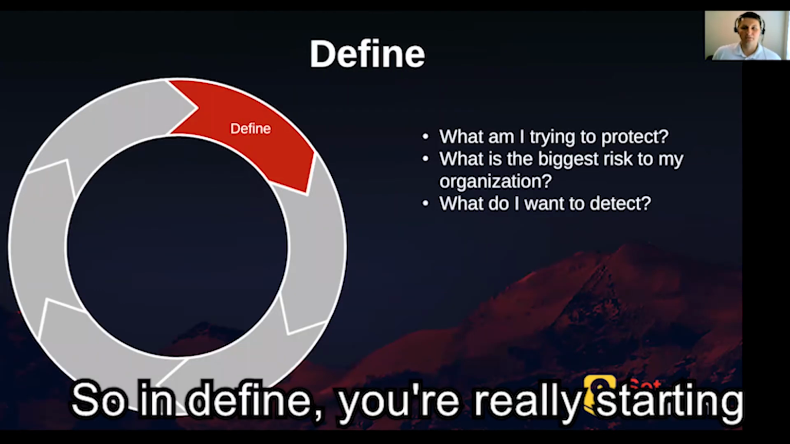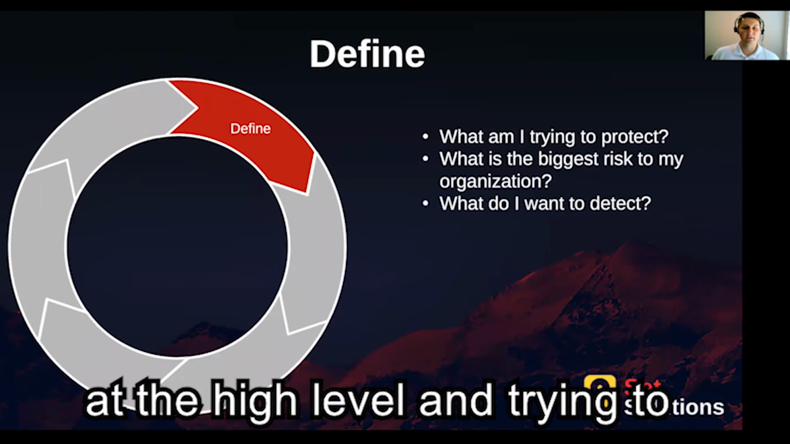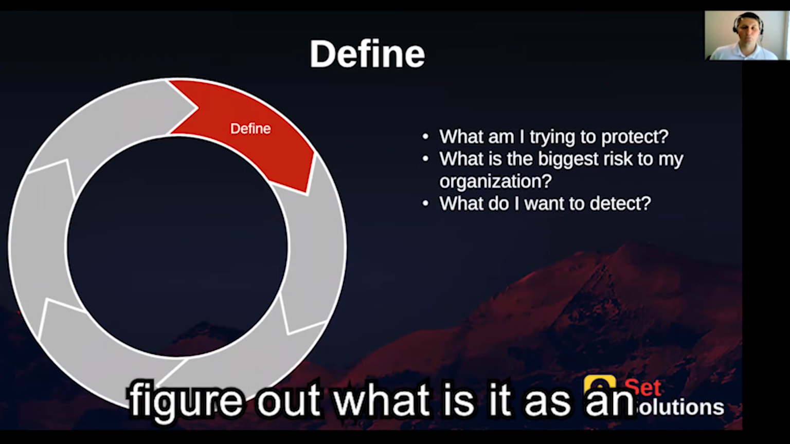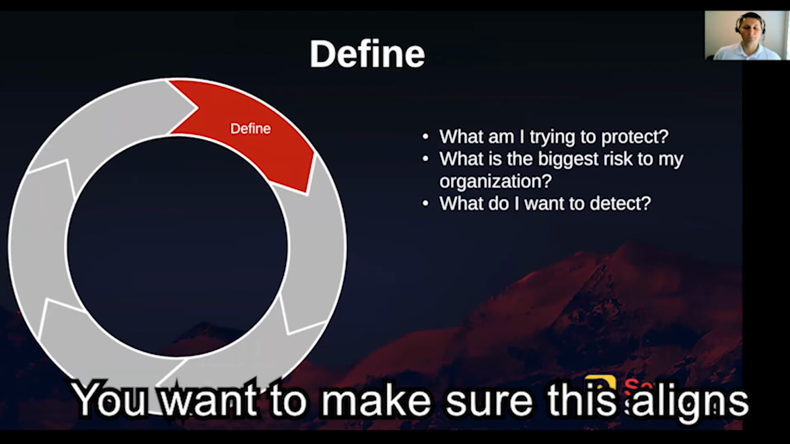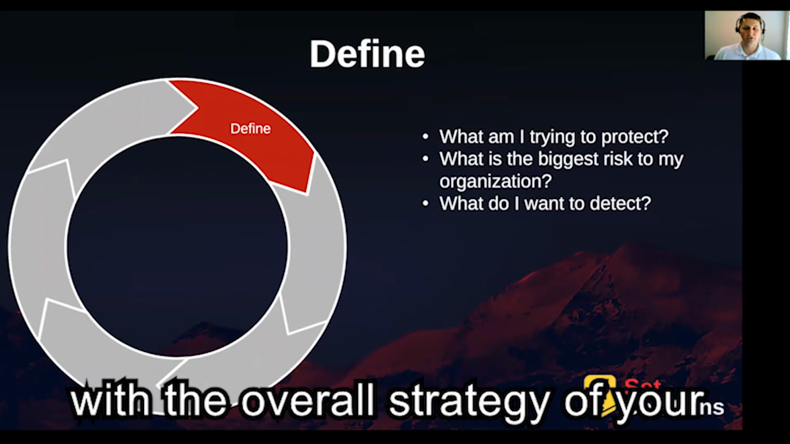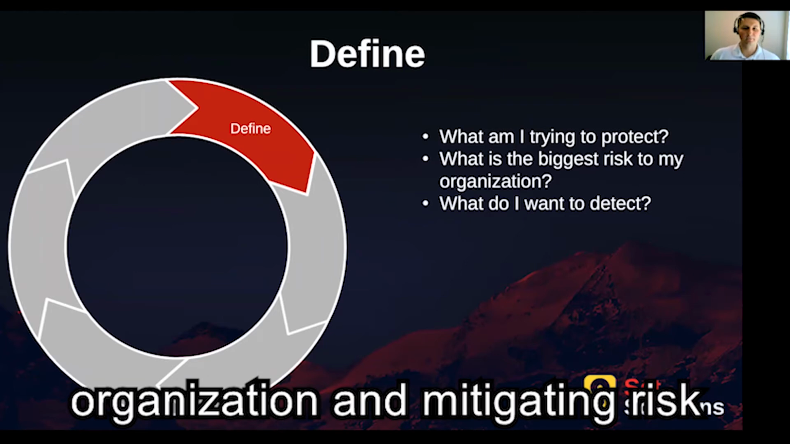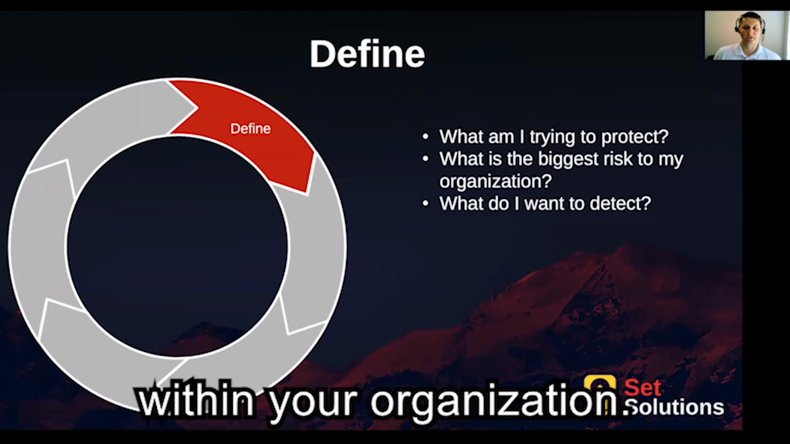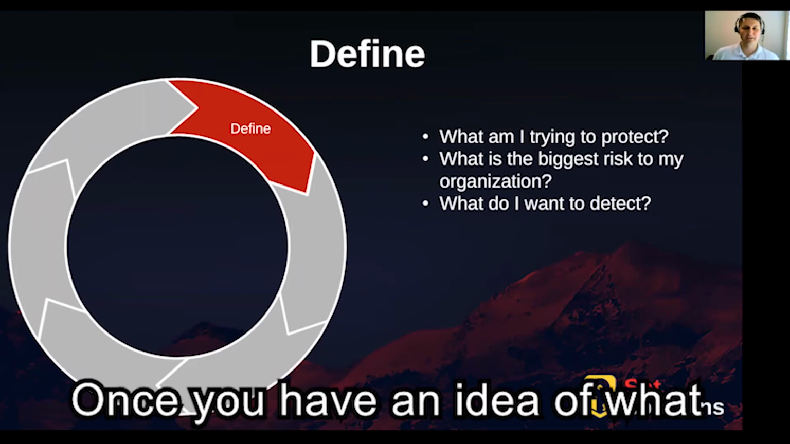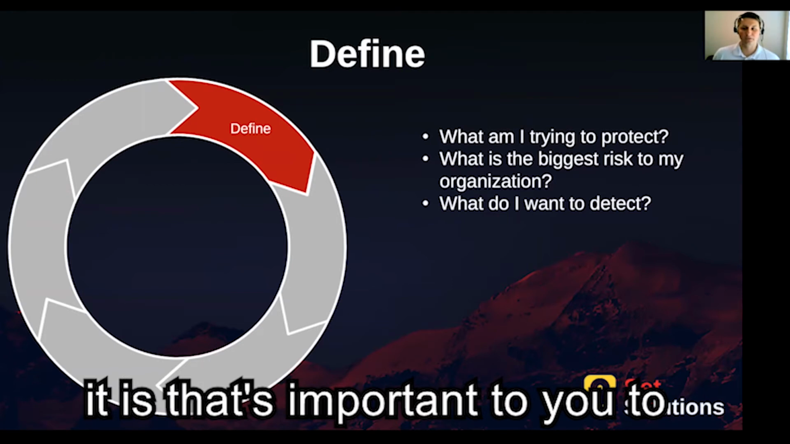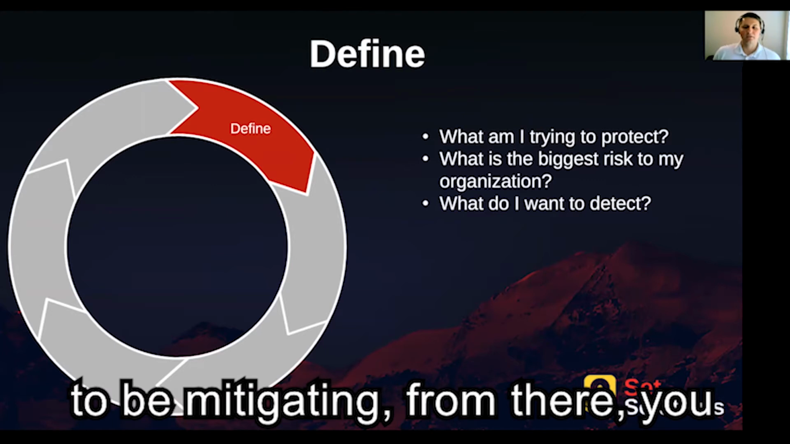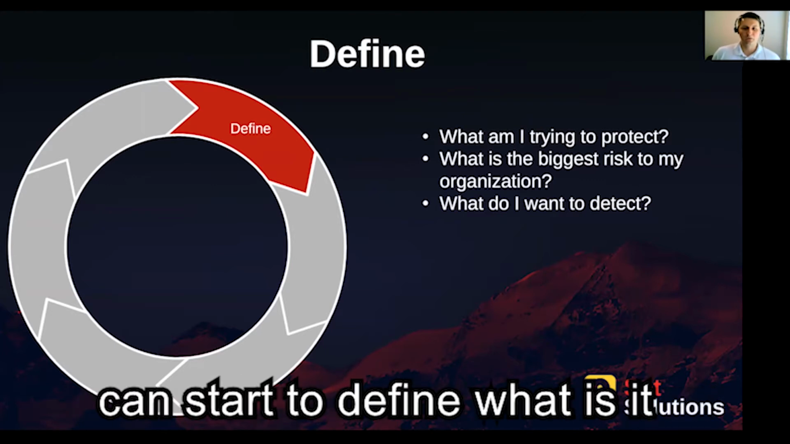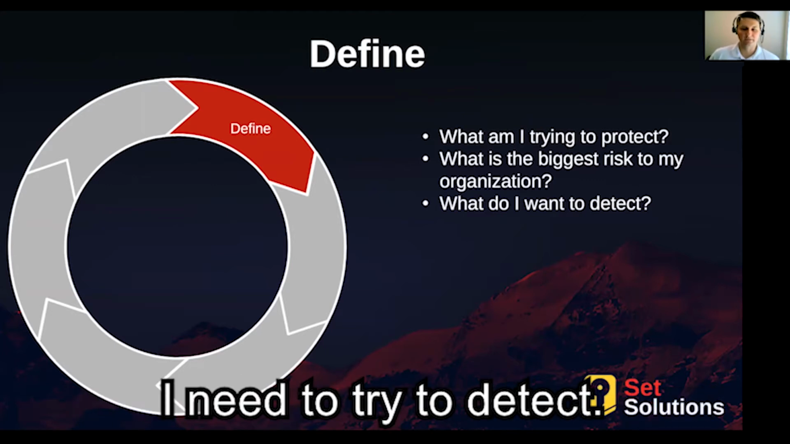In define, you're really starting at the high level and trying to figure out what it is as an organization we want to protect. You want to make sure this aligns with the overall strategy of your organization and mitigating risk within your organization. Once you have an idea of what it is that's important to you to protect and what risks you need to be mitigating, from there you can start to define what it is I need to try to detect.